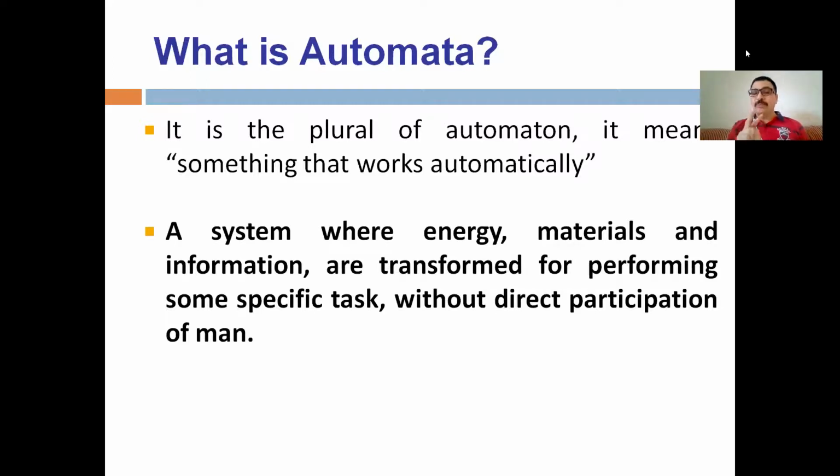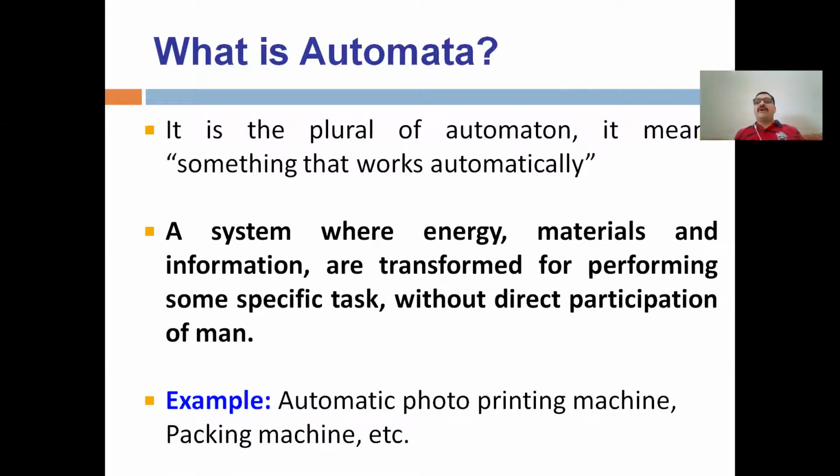Here, there are 2 points in this definition. First one is the specific task, and another is the without direct participation of man. So, specific task means the task must be well defined, and without direct participation of man means the participation of human being must be indirect. Means human being can design the system but not directly participate in that system. So this is the basic definition of automata.